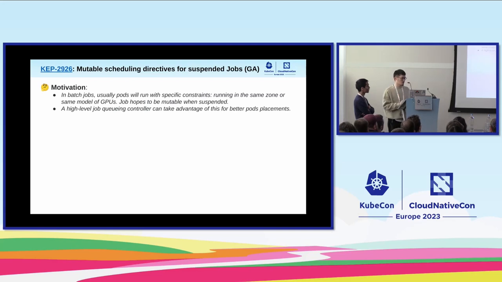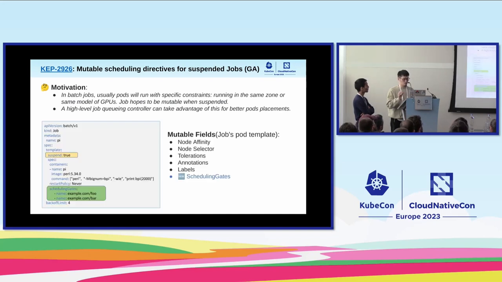The next KEP is about mutable scheduling directives for suspended jobs. The motivation is, in batch jobs, usually pods run with specific constraints, like they run in the same zone, maybe for communication performance, or they prefer the same model of GPUs. So a job should be mutable when it's suspended. Also, high-level job queuing control can take advantage of this feature for better pod placement.